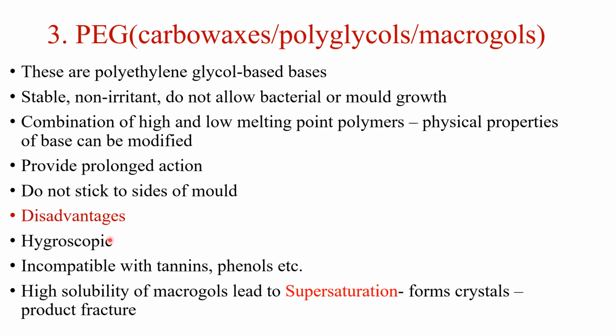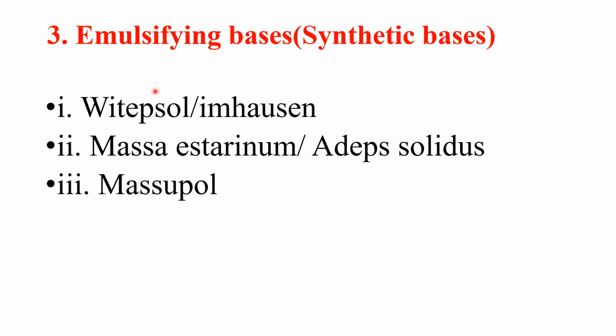But the disadvantage is they are hygroscopic and incompatible with tannins and phenols. And sometimes the high solubility of these macrogols leads to supersaturation, formation of crystals, and the product may fracture. Now, the third type of bases are called emulsifying bases, which are synthetic bases.